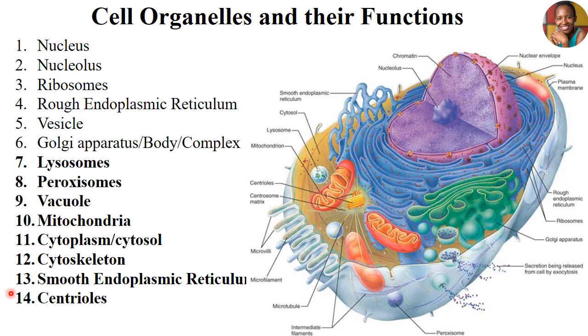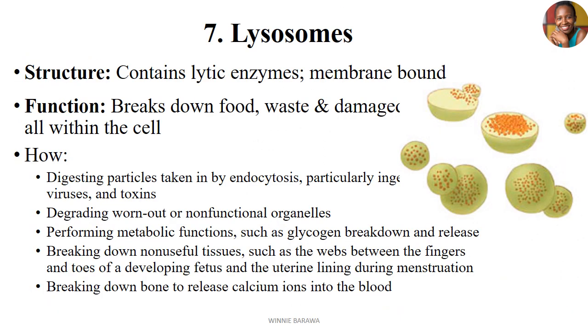So in this class, we're going to handle the organelles from point 7 here all the way to number 14. We're going to do all these organelles, looking at their features and characteristics, continuing with the lysosomes. By structure, lysosomes are organelles that are known for containing lytic enzymes. They are bound by a membrane, and their main function is to break down food, waste, and damaged cells all within the cell. So they help us clear any material that is worn out or is not needed anymore in our cell.